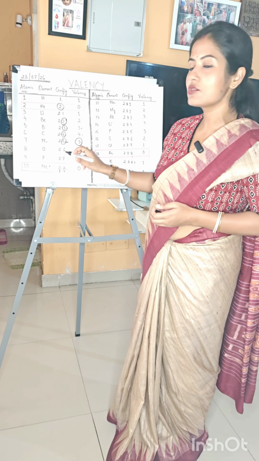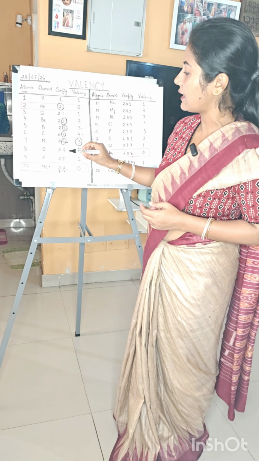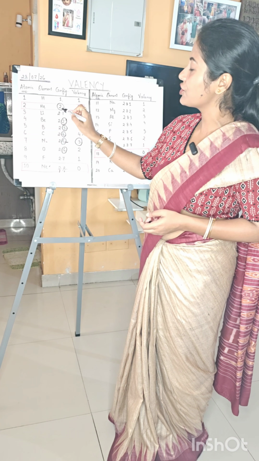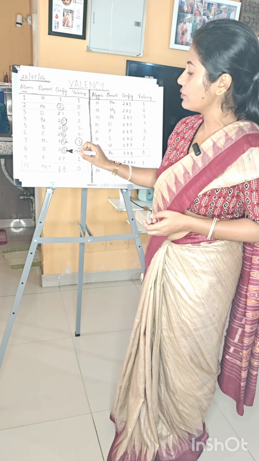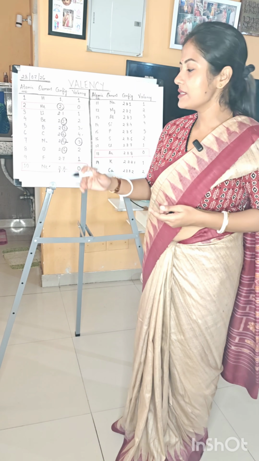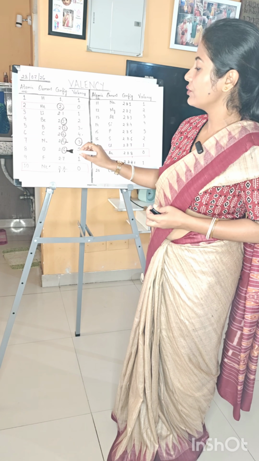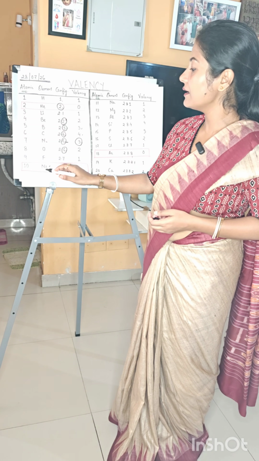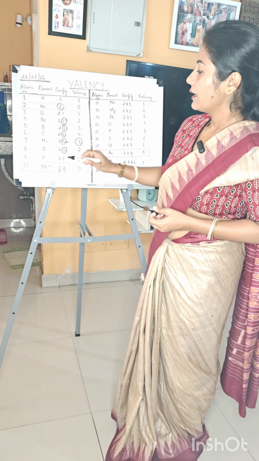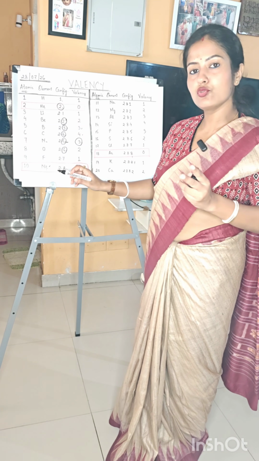In case of oxygen also, again it has two possibilities. It can either donate the 6 electrons to attain stable configuration of helium, or it can accept 2 electrons to attain stable configuration of neon. But the preferred choice here is it will accept 2 electrons to attain the nearest noble gas configuration of neon. So valency is 2. In case of fluorine, again there are two choices.